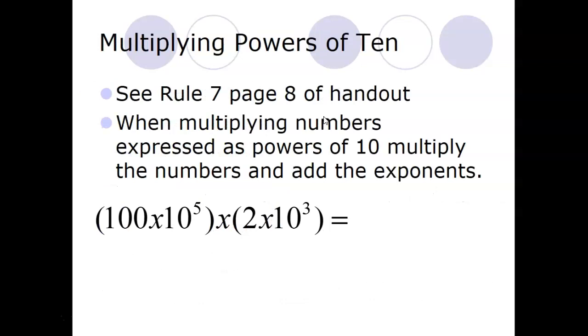All right. So multiplying powers of 10. So in multiplying powers of 10, it's pretty easy, actually. Well, I won't say it's totally easy, but let me kind of give you an idea of this. This is why it goes back to that writing it out. So here we've got 100 times 10 to the 5. And then we're multiplying it by 2 times 10 to the third. Now, personally, I don't like multiplying by 100. Why? Because I can simplify that even shorter, right?